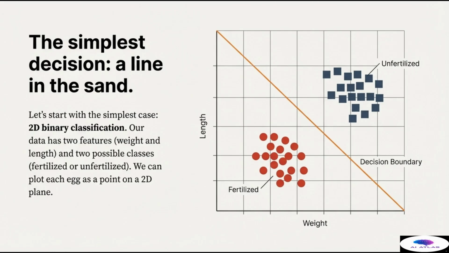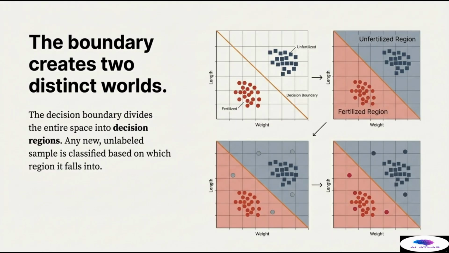If we want to build a simple classifier, we need to draw a metaphorical line in the sand to separate these two clusters. This line is known as the decision boundary. For this simple, well-separated data, a straight line works perfectly to distinguish the two classes. The true power of the decision boundary is that it doesn't just sit there separating the training data we used. It divides the entire two-dimensional space into distinct decision regions.